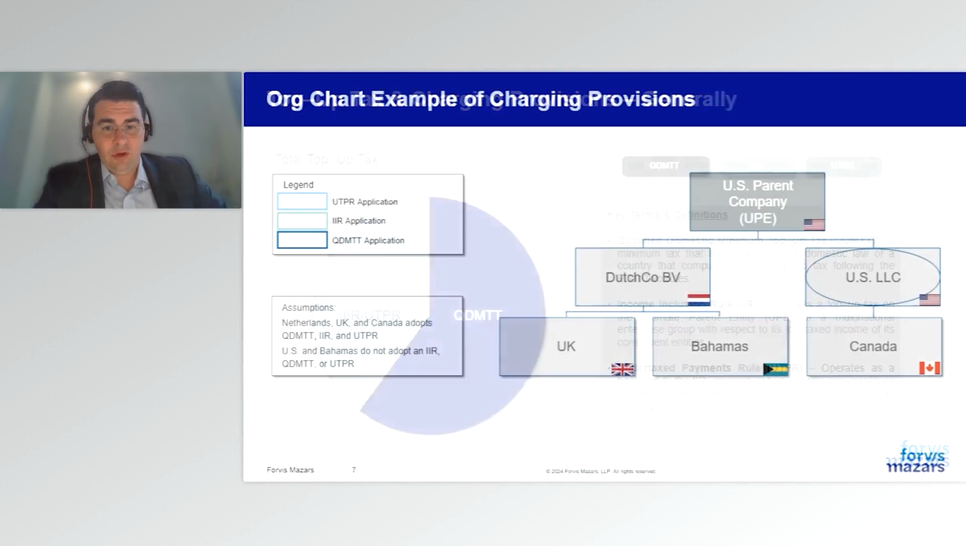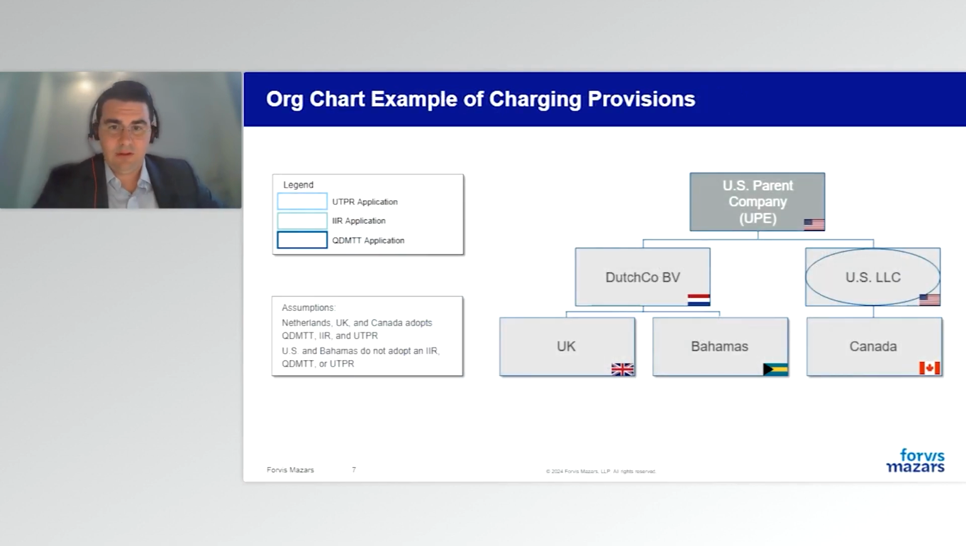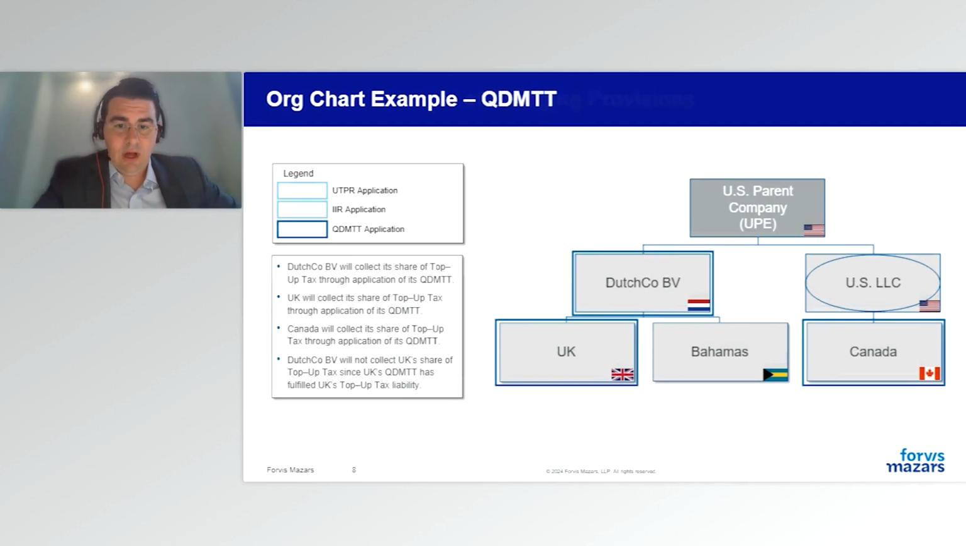I'll go through a quick example. This is a very simple one, and one that we used in prior sessions. If we think about this here, everyone in the group has a top-up tax. We've got the U.S., the Netherlands, the UK, the Bahamas, and Canada. We know that Canada, the Netherlands and the UK have adopted or will adopt a QDMTT, so they will be topped up by their own local government through their QDMTT that follows the GloBE rules. We do have a problem though, because in our structure, Dutch Co BV, Netherlands, owns the Bahamas. And for all intents and purposes in our example, the Bahamas is a low-tax constituent entity.